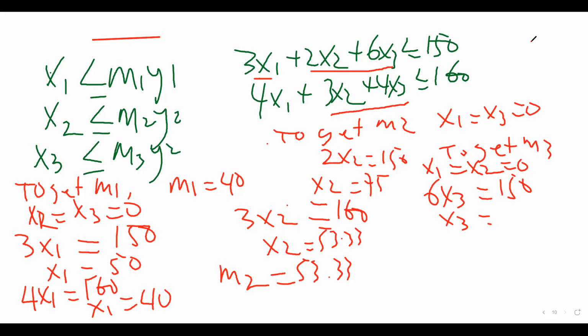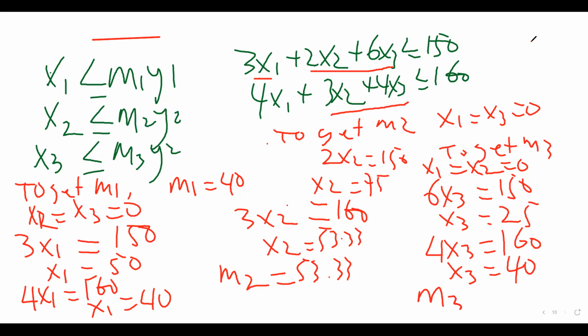Okay, so you get 25. And then we go to the second constraint. If you set everything to 0 except X3, you get 4X3 equal to 160, which means that X3 is what? 40. And so once again, we choose the smaller one. So M3 will be the smaller one, which is 25.